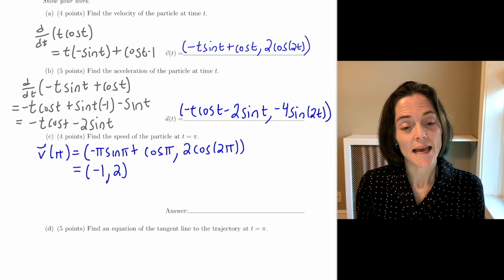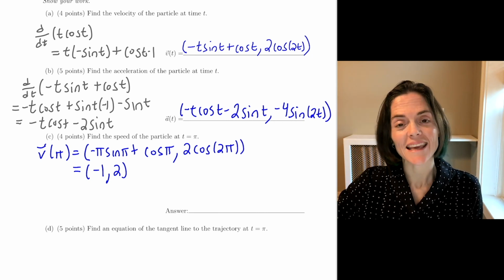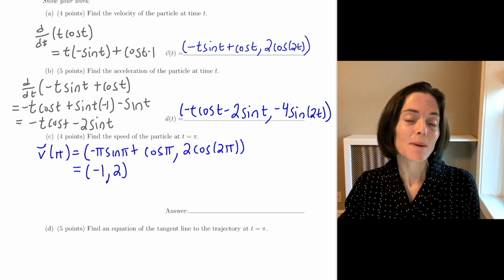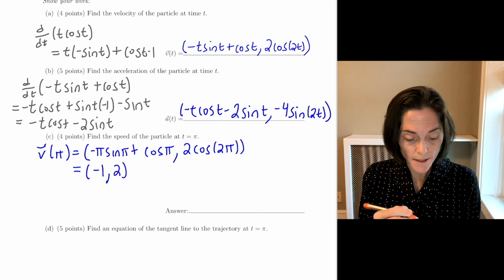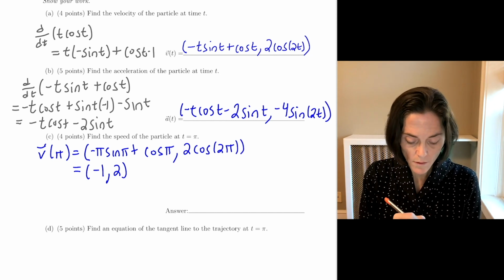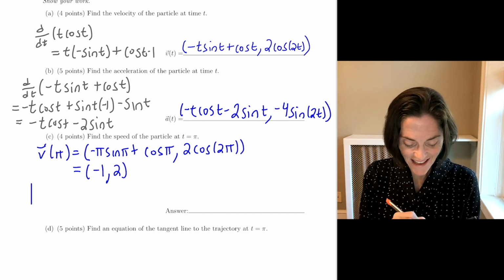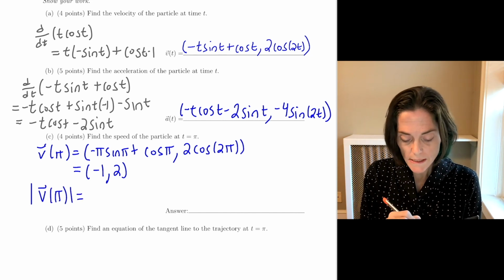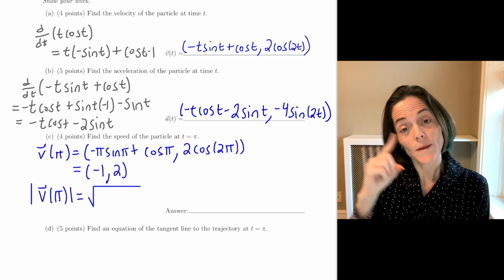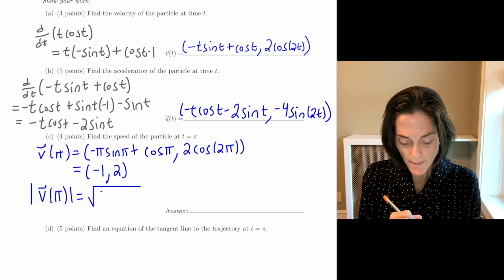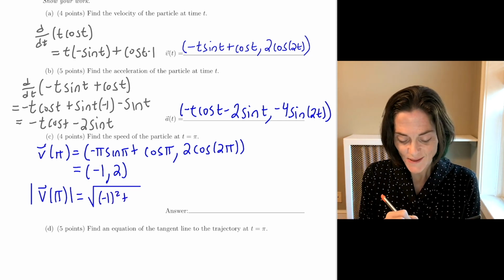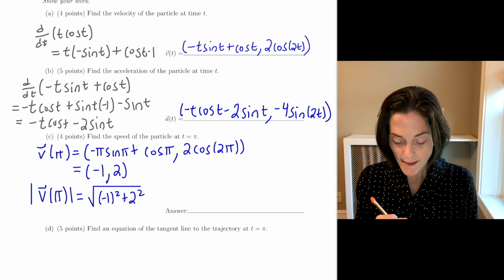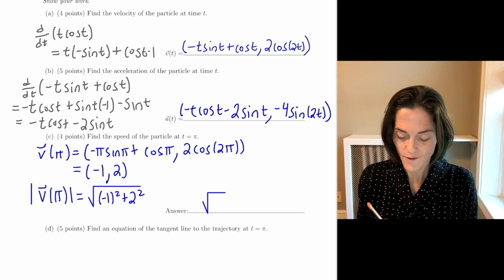This is the velocity at time t equals pi, but the speed is a number. It's a non-negative number, and the speed is the length of the velocity vector. And so let's calculate this now. If we calculate the length of the velocity vector, this is a square root, and then we square each component. So we have minus 1 squared plus 2 squared. You notice underneath the square root is 1 plus 4, and so the answer here is the square root of 5.